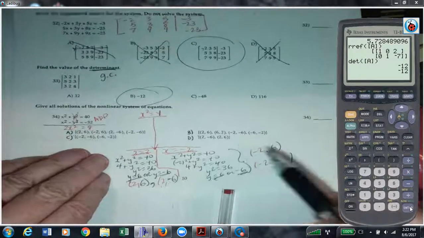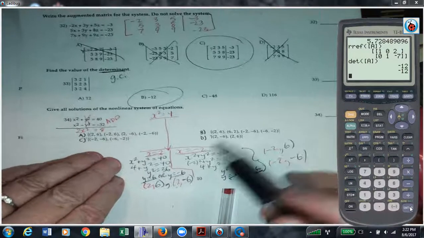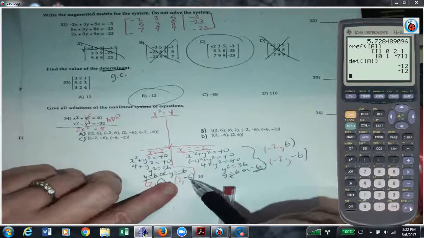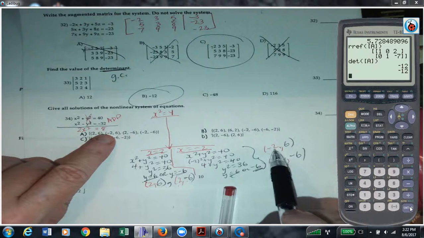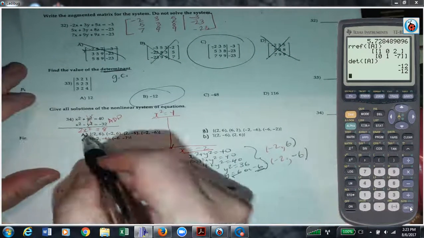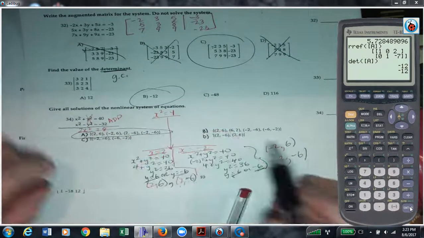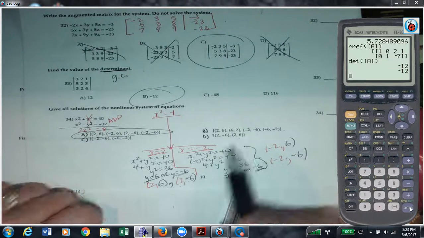So, and be very careful, look how confusing this is. 2, 6 and 2, -6. Yeah. And -2, 6 and -2, -6. That is the one we need. Not this one, because they've swapped their x's and y's, and you can't do that.